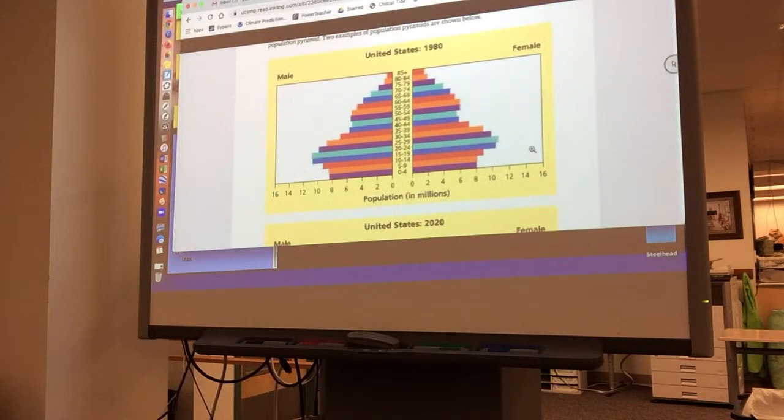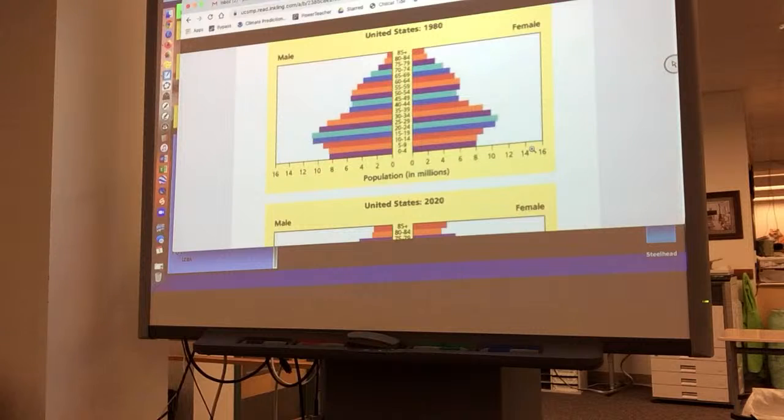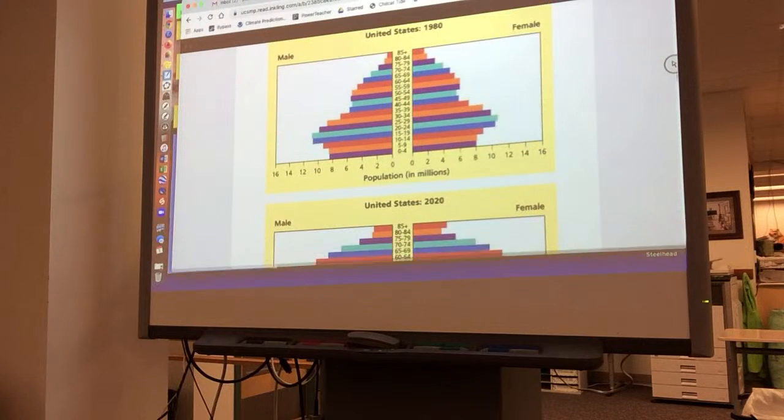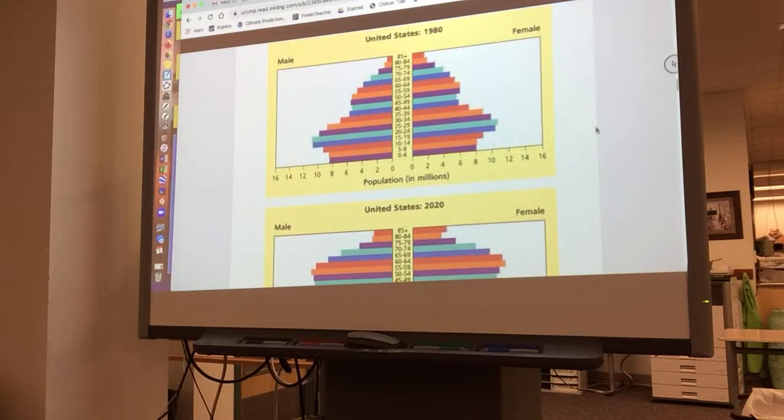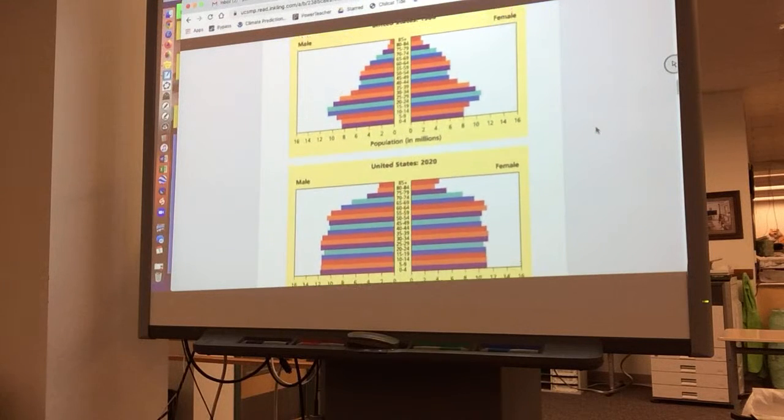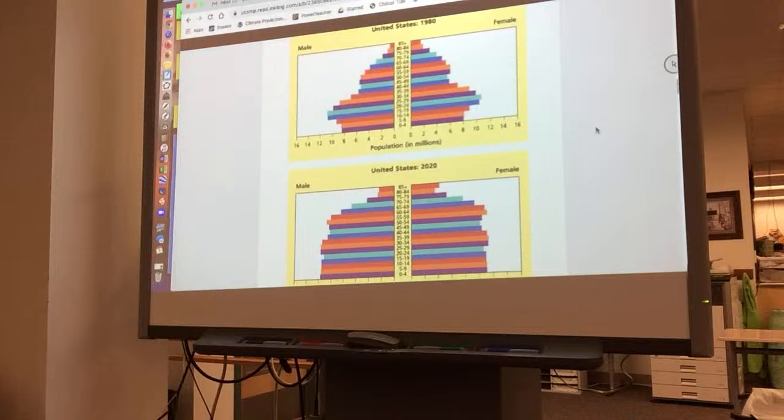Here's an interesting couple of pieces of data. This is 1980, and then a projection for 2020 that was done. See if I can make them a little smaller. There we go. We've got it all.